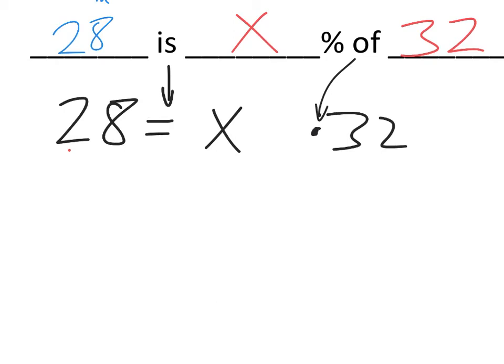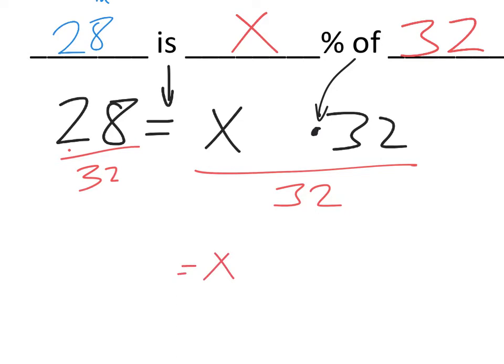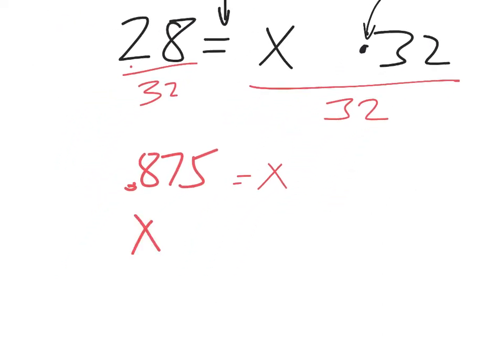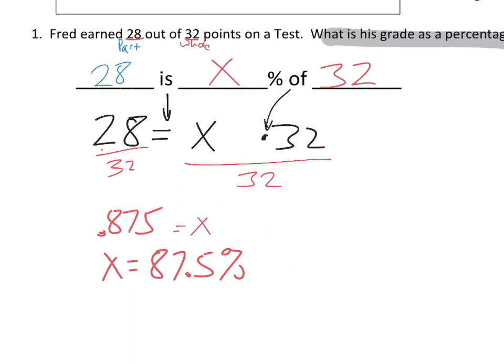So let's go ahead and solve this. We've got an equation with multiplication, times 32. We want to get rid of that 32, trying to solve for x, so we're going to divide by 32. We end up with x equals 28 divided by 32, which comes out to 0.875. Remember, fraction means divide. So as a percent, x is 87.5%.